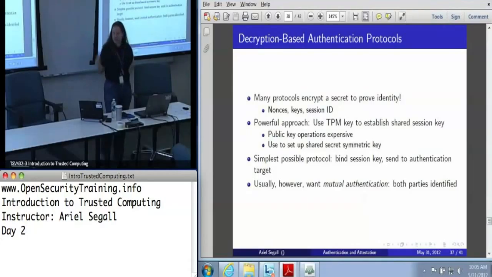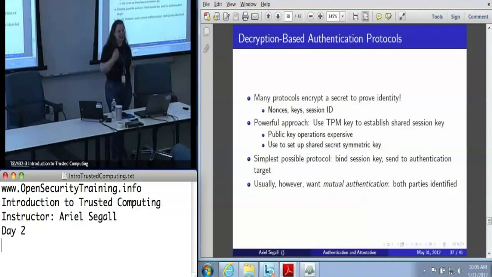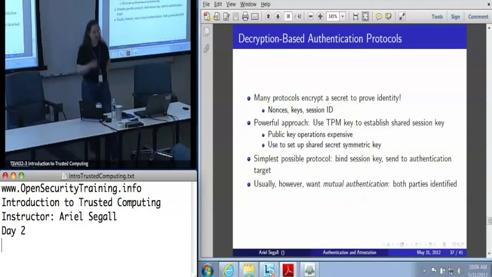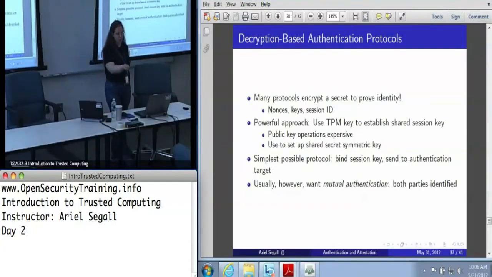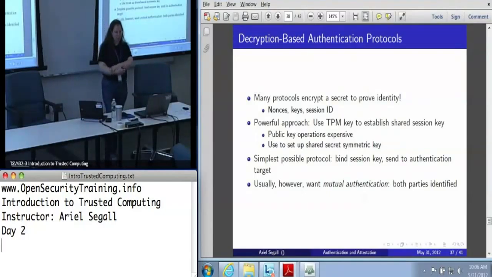You can use this very powerfully by using a TPM key to establish a shared session key. Now I've got a channel that I know that the other end of the target is the TPM, the machine with the TPM that I encrypted the session key to. So the simplest possible authentication protocol, or better yet, mutual authentication protocol, is to establish a session key via sending things with bound bundles. And as I said just there, authentication just means identifying a machine.